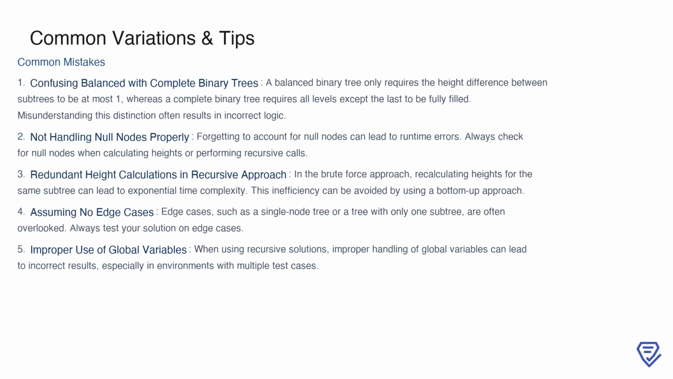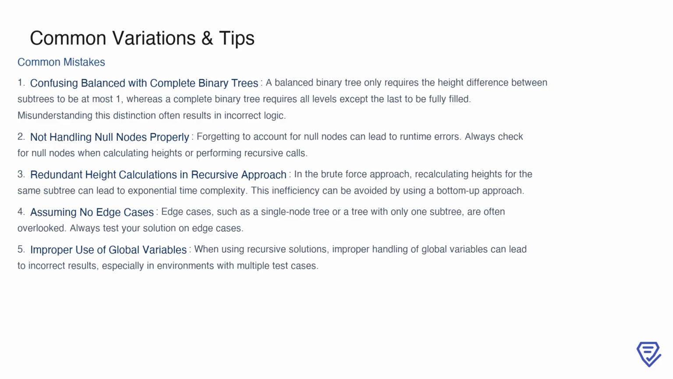When working with balanced binary trees, there are some common mistakes that are important to avoid. First, it's critical to understand the difference between a balanced binary tree and a complete binary tree. A balanced binary tree only requires that the height difference between the left and right subtrees of any node is at most 1, whereas a complete binary tree has stricter requirements: every level, except possibly the last, must be fully filled. Confusing these definitions can lead to incorrect logic in your implementation.